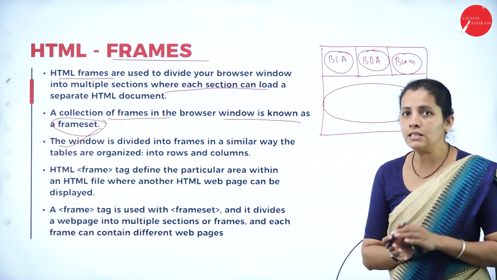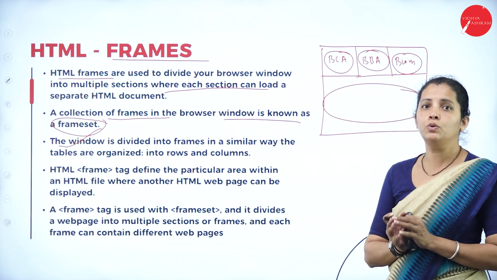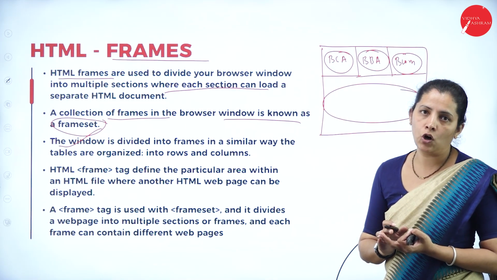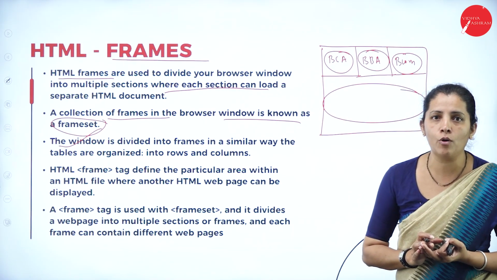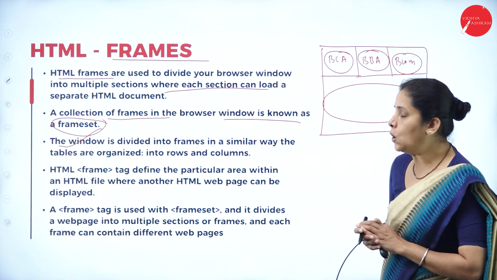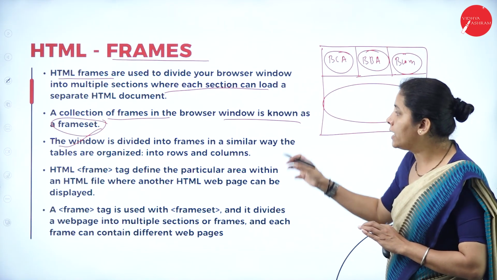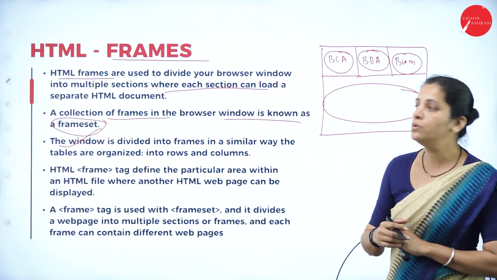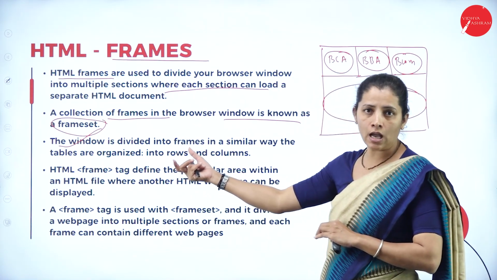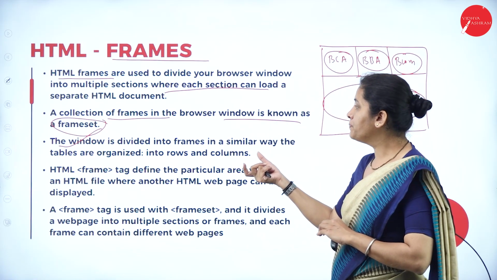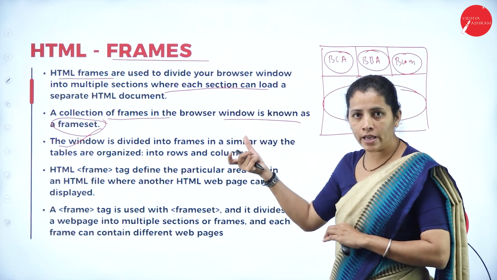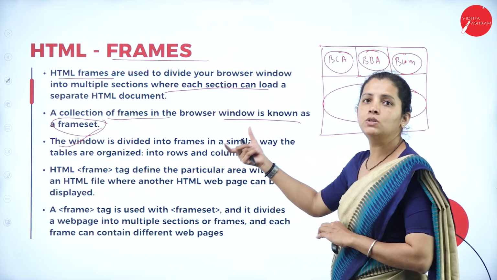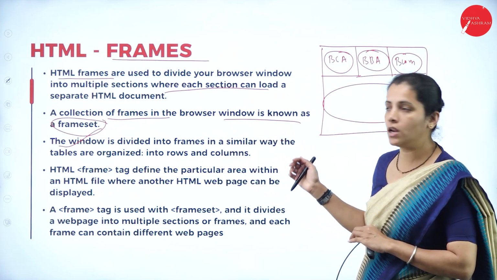The window is divided into frames in a similar way to how tables are organized. In my last class, we discussed how to create a table. Table is nothing but rows and columns. Data organized in the form of rows and columns is called a table. To organize the data in rows and columns, I can use frames. So the windows are divided into frames that look similar to rows and columns.